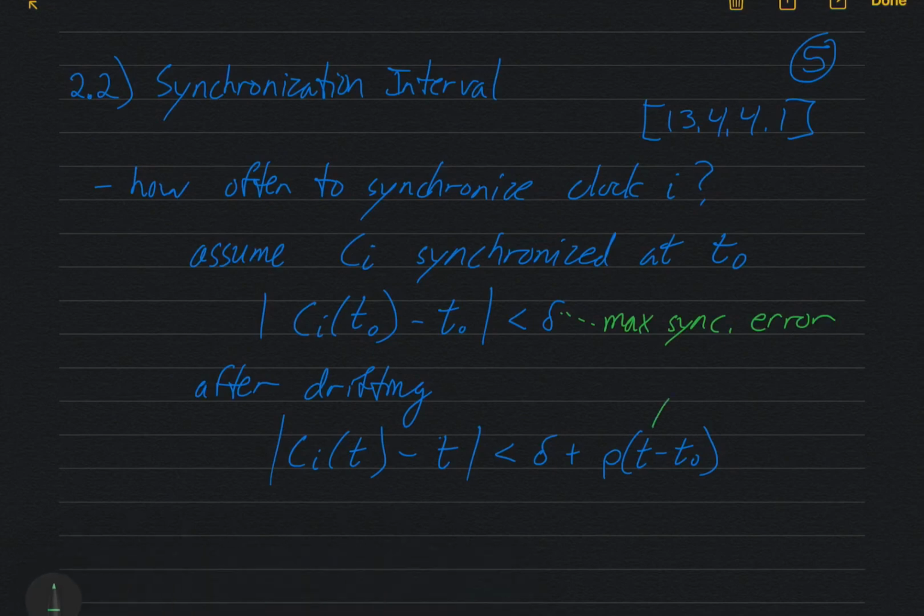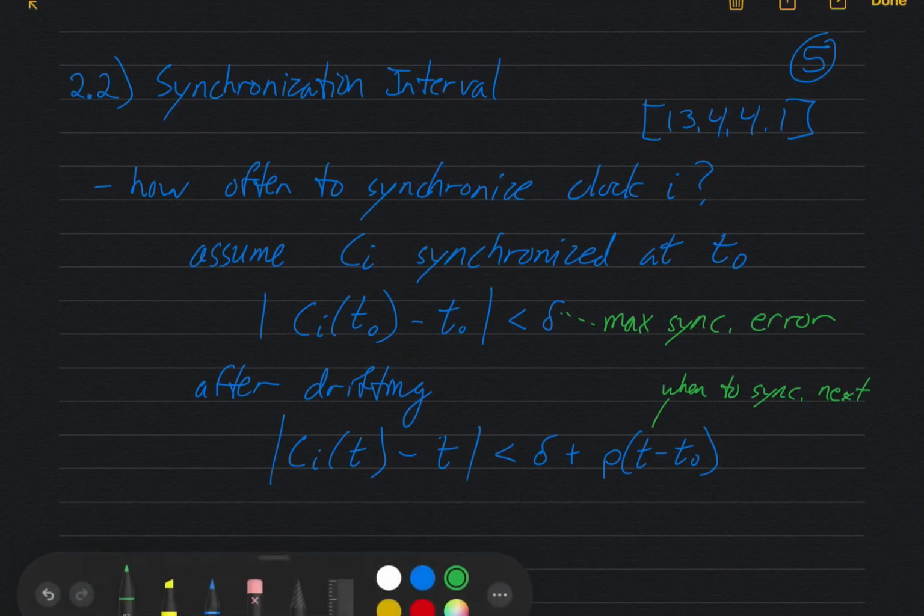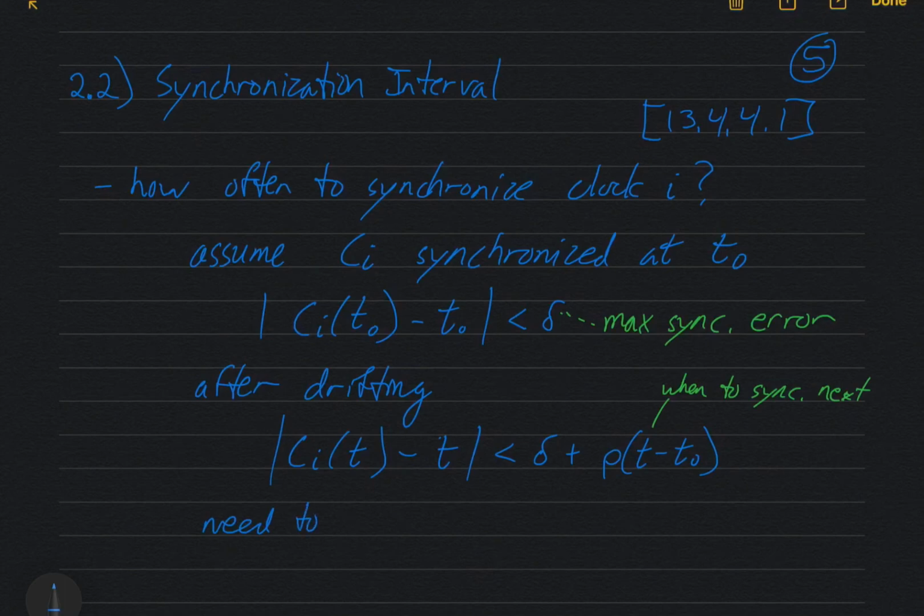So t is when to synchronize next. And what we need to ensure is that our clock stays correct or within some absolute error bound. Correctness, which we defined before as C sub I at t minus t, is less than some epsilon.